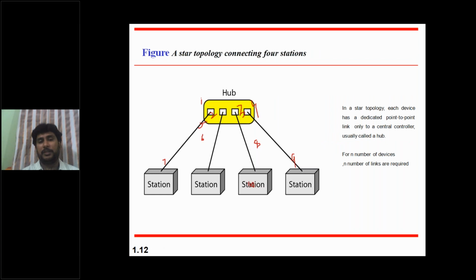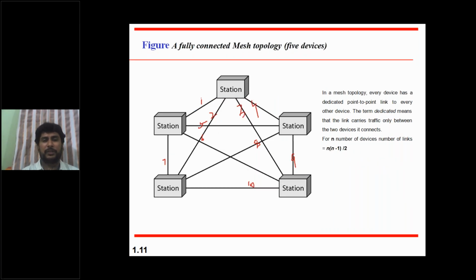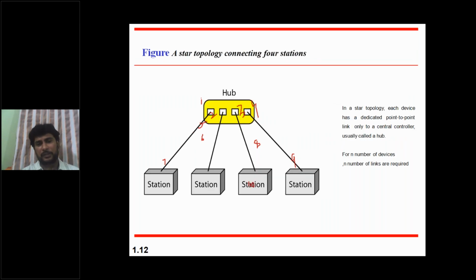Now here also we are going to use the same point-to-point links that we used in mesh topology. The difference is that instead of each station being connected to every other station, they are connected to a central controlling element called a hub. So all the connections are made to the hub, and this will actually control the communication between the devices.